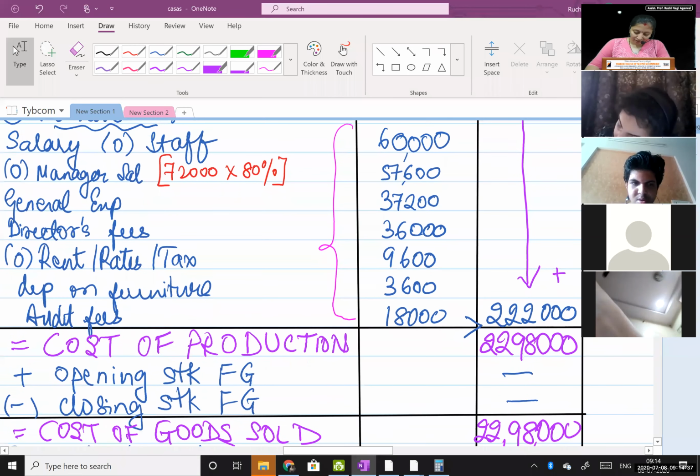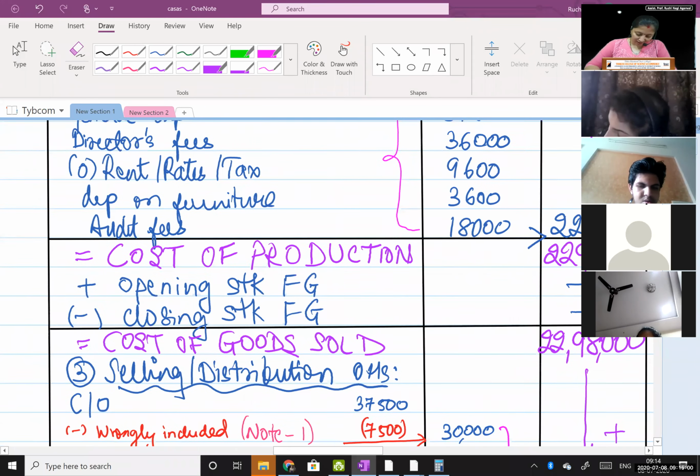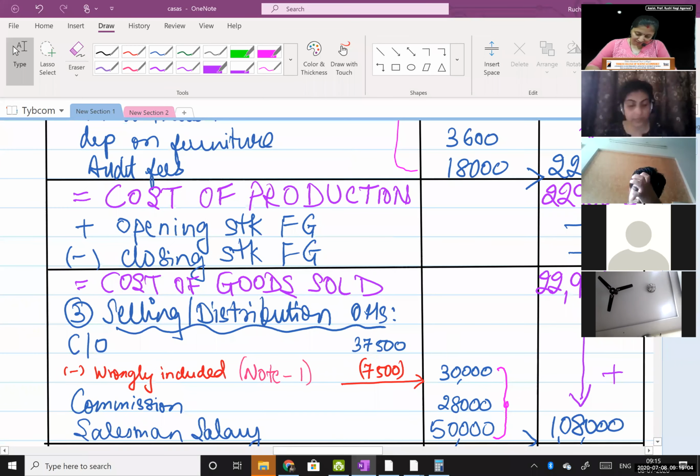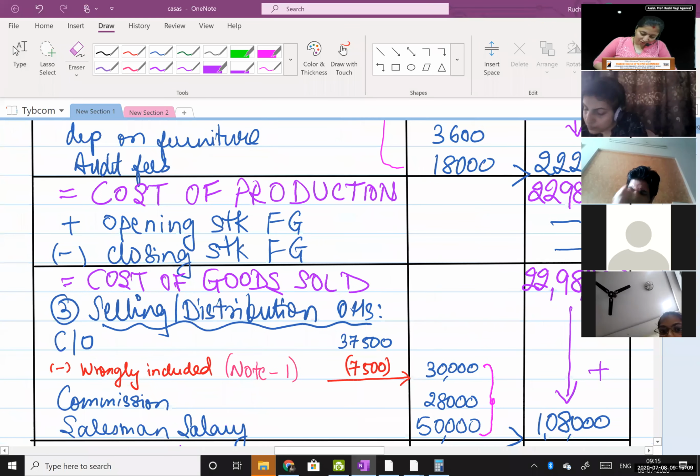Then you will get cost of goods sold. That's it. Once you get COGS, then your last step is adding selling and distribution overheads. So come to the next element, selling and distribution overheads.